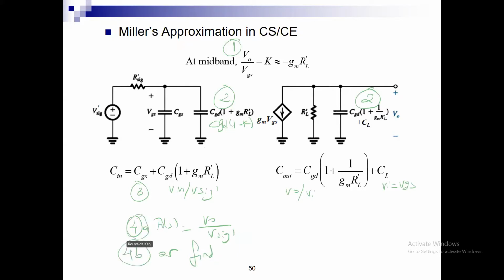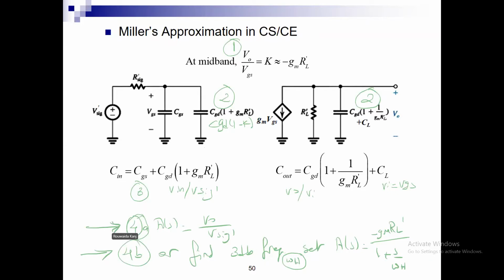find the 3 dB frequency and set A of S to be equal to, with the 3 dB frequency being omega h, minus GMRL prime, because this is the low frequency gain, over 1 plus S over omega h. So either we work it out as a full expression with the different poles that we have, or we find the 3 dB frequency and find it in this form. Okay, this is the general flow.